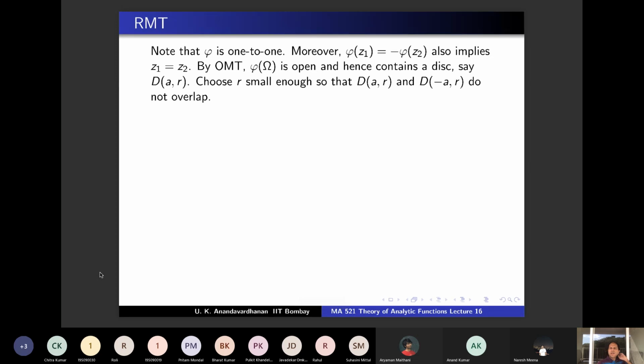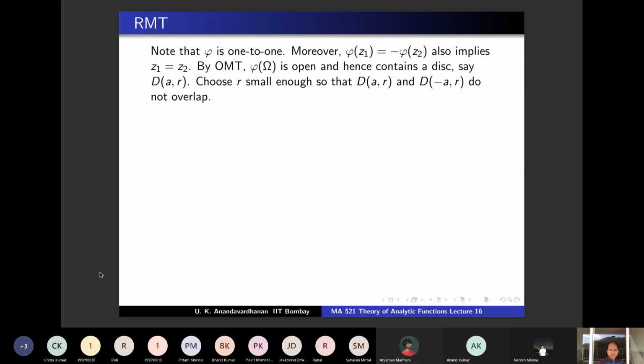So that D(a, r) and D(minus a, r), I'm taking another disk D(minus a, r). These two disks do not overlap; they are separate. Okay, so if r is less than mod a, this will happen, no? D(a, r) is somewhere and minus a will be diagonally opposite somewhere. And if r is less than mod a, then these two disks will be separate.